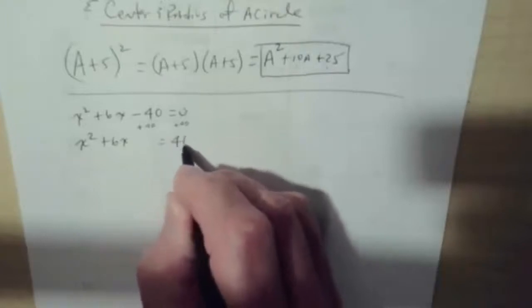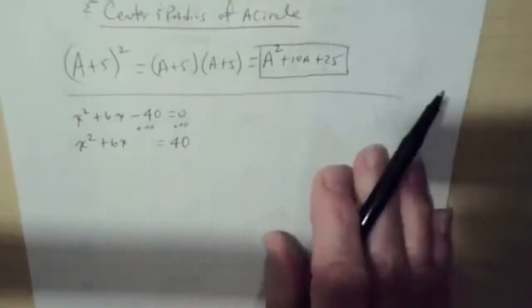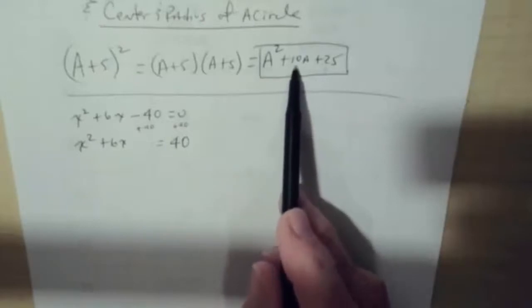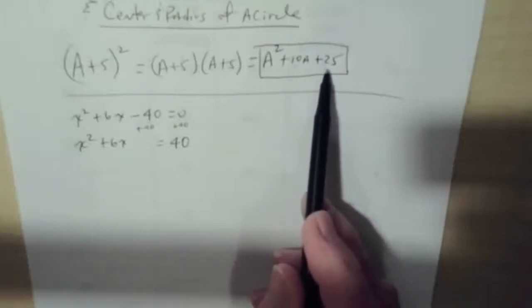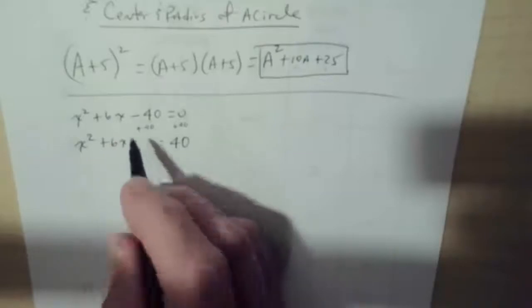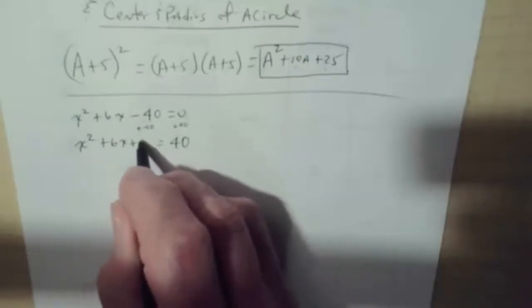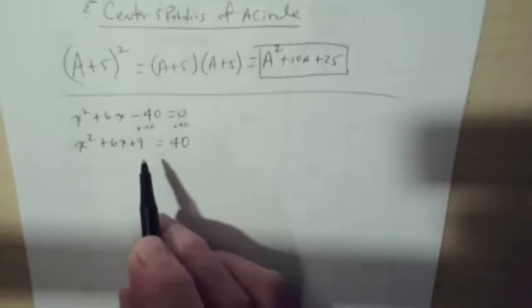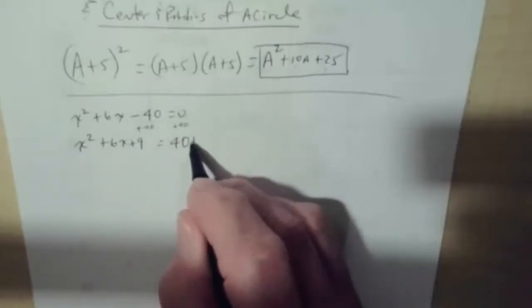equals 40. Now remember, up here what we said was we take half of the linear term, that's the middle one, and then square it. So we take half of 6. Half of 6 is 3, and 3 squared is 9. We add 9 to this side. Now this is an equation, so whatever you do to one side, you have to do to the other side.